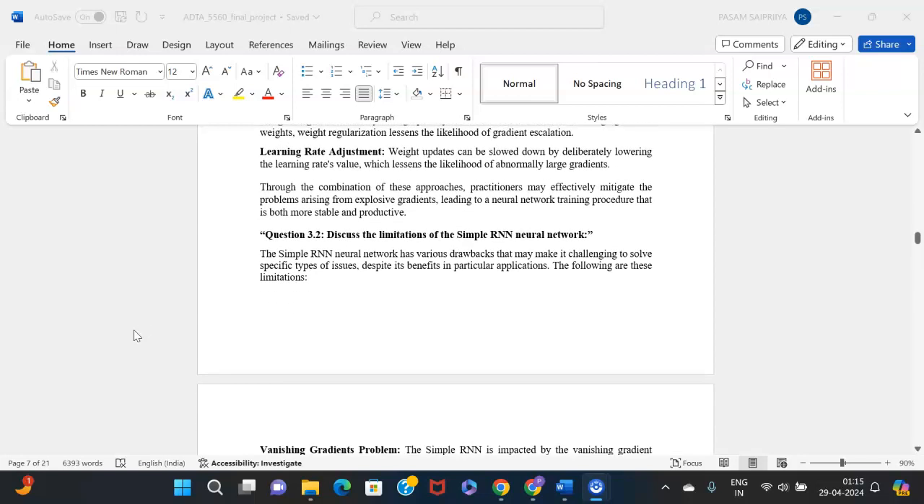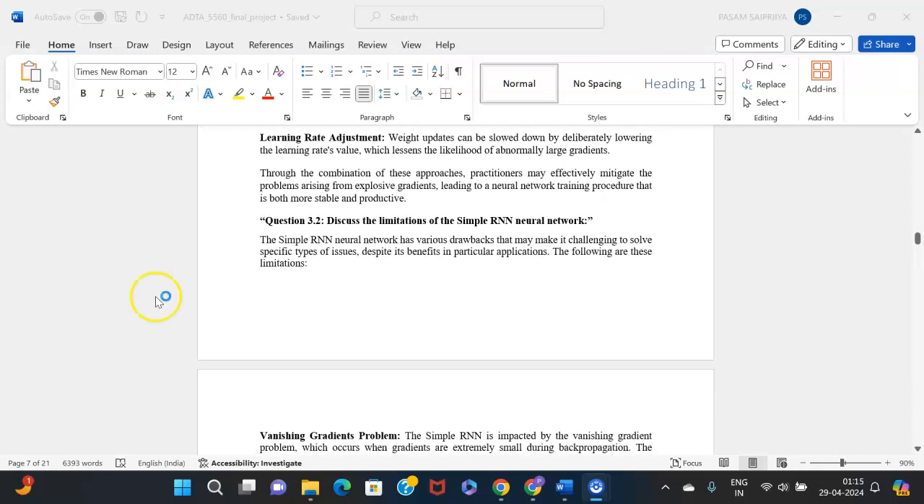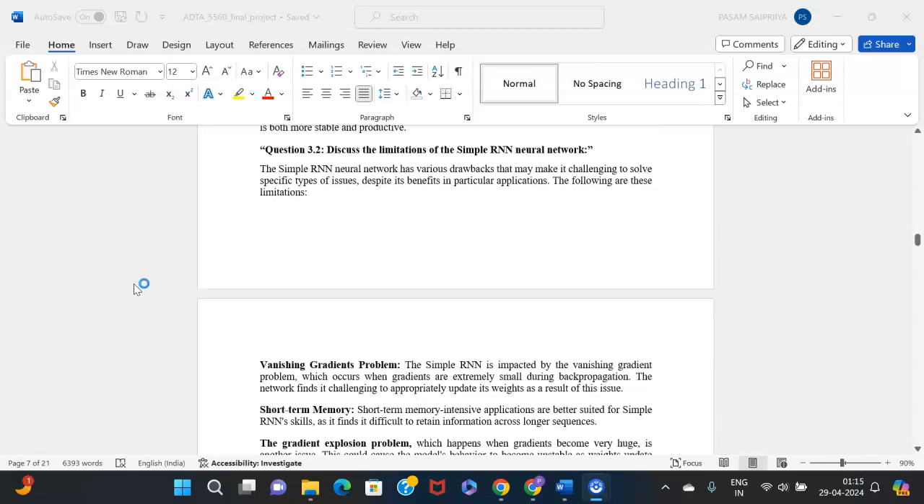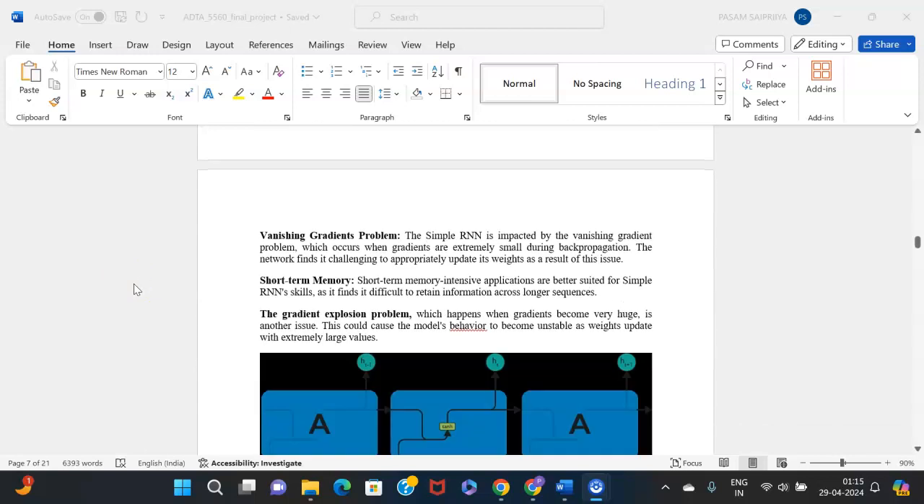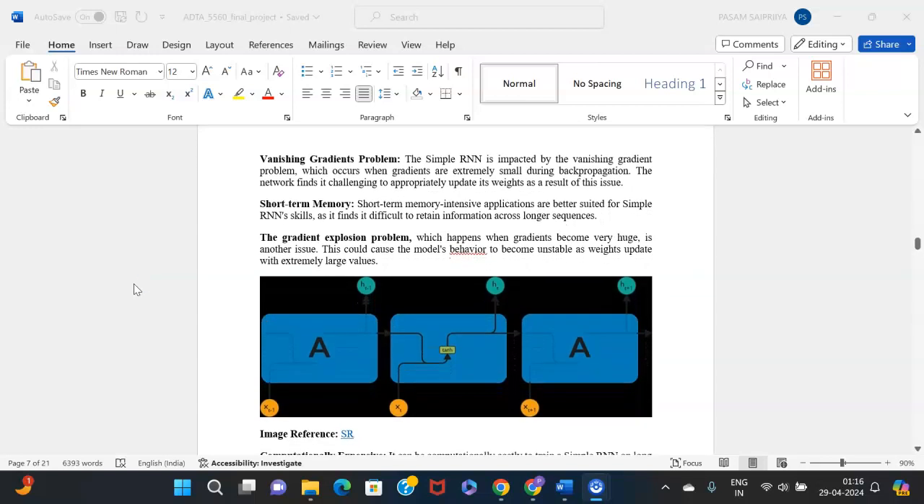Discuss the limitations of the simple RNN. The simple RNN neural network has various drawbacks that may make it challenging to solve specific types of issues despite its benefits in particular applications. The following are these limitations. Vanishing gradient problem. The simple RNN is impacted by the vanishing gradient problem, which occurs when gradients are extremely small during backpropagation. The network finds it challenging to appropriately update its weights as a result of this issue.